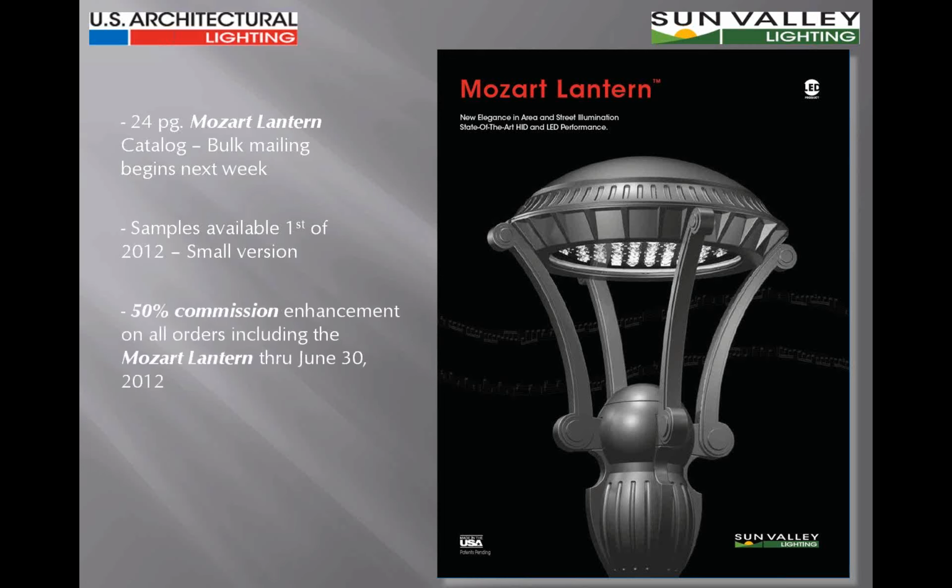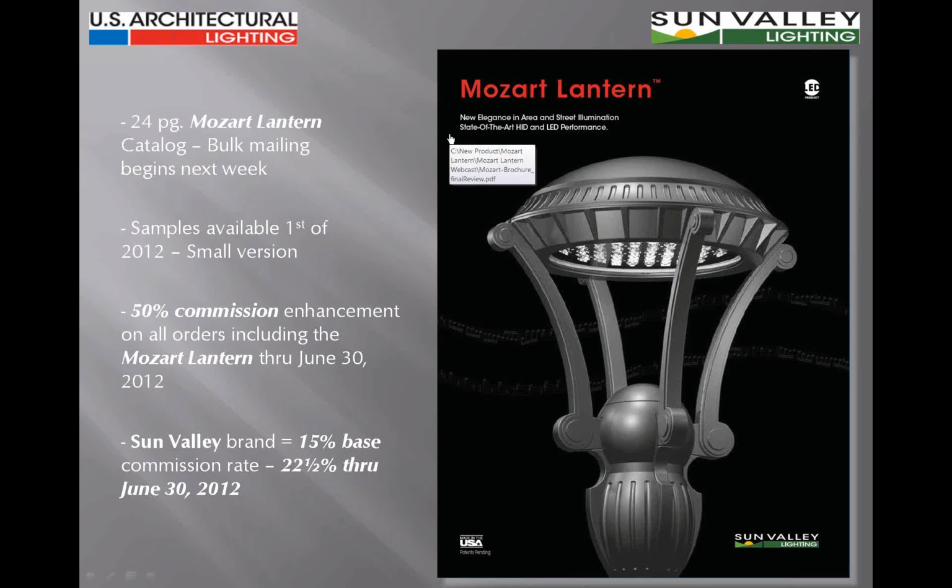The Mozart Lantern will carry with it a 50% enhancement on all orders that include the Mozart Lantern through June 30th of 2012. Now notice that's not on all fixtures, that's on all orders. So if you have an order that has the Mozart Lantern with poles, bases, and such, the poles and bases are all subject to that same 50% enhancement on commission. And this is a Sun Valley branded product. So the 15% base commission rate applies. That means the 50% commission enhancement will pay you 22.5% commission at book price through June 30th of 2012.